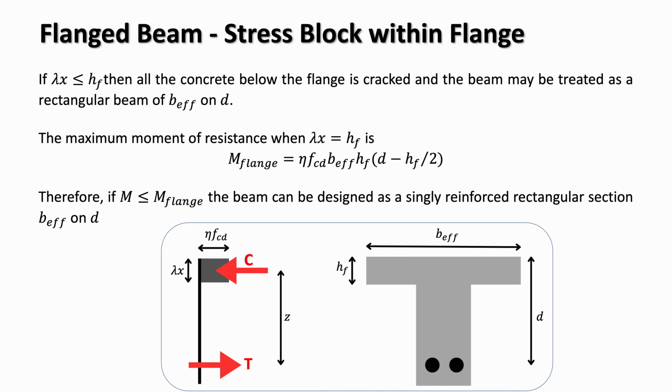The limiting case occurs when the neutral axis just reaches the bottom of the flange and λx equals h_f. At that point, the maximum moment that the flange alone can resist is given on this slide as η times f_cd times the effective width, b_eff, times h_f, the height of the flange, times (d minus h_f over 2). This represents a rectangular stress block of width b_eff acting over the flange depth, h_f. So if the design moment is less than or equal to this value, the beam can be treated as a singly reinforced rectangular section using b_eff on an effective depth, d. The T-shape only becomes relevant once the neutral axis drops below the flange.